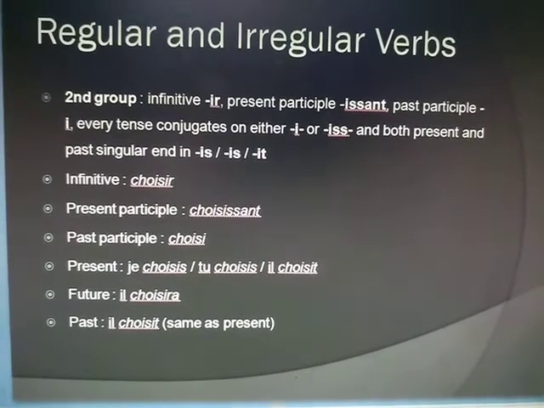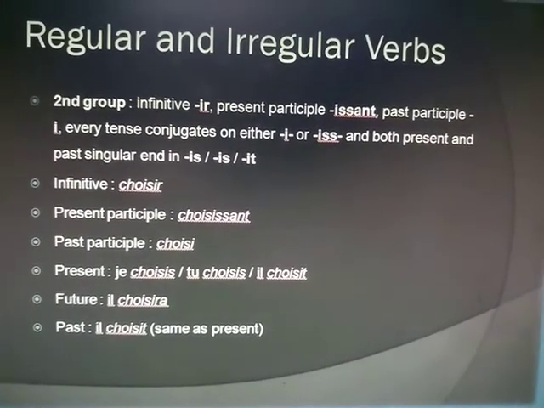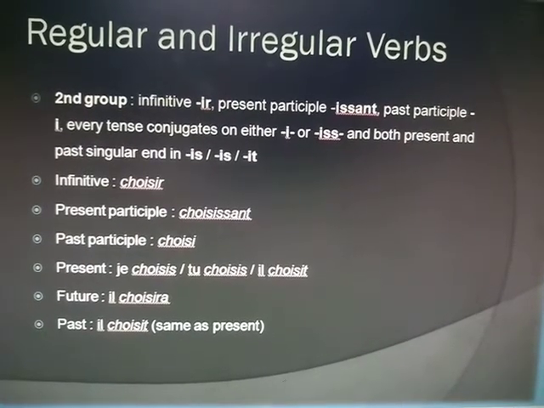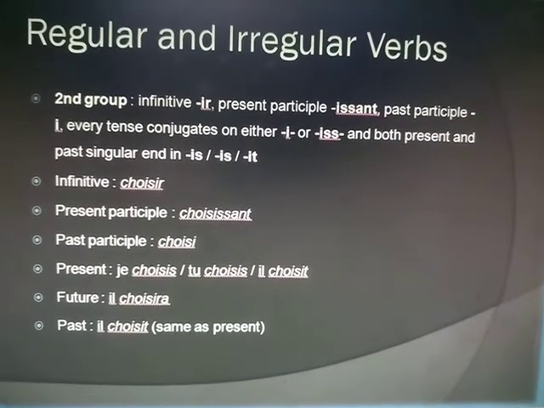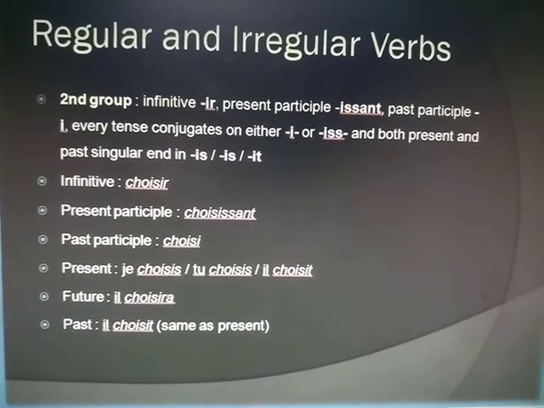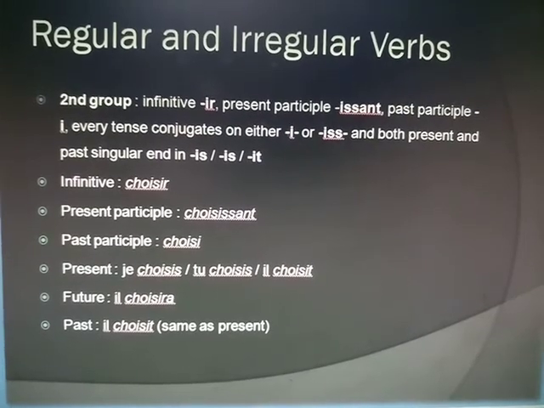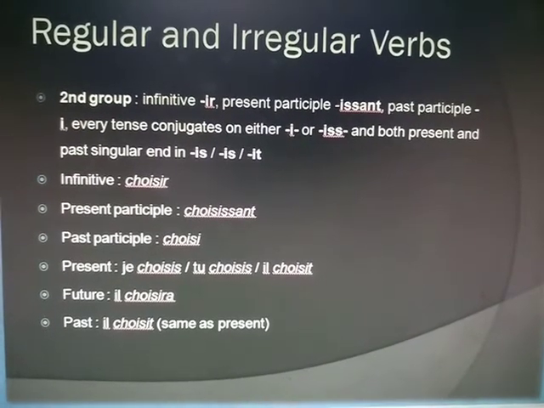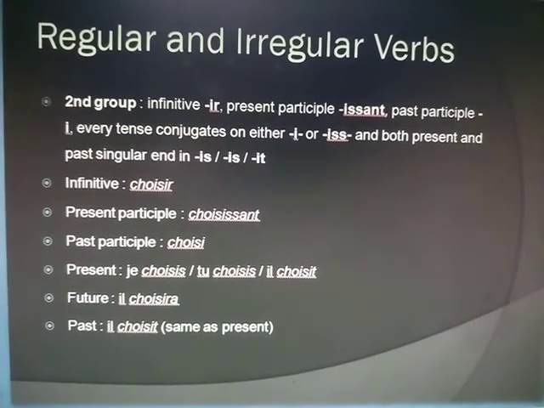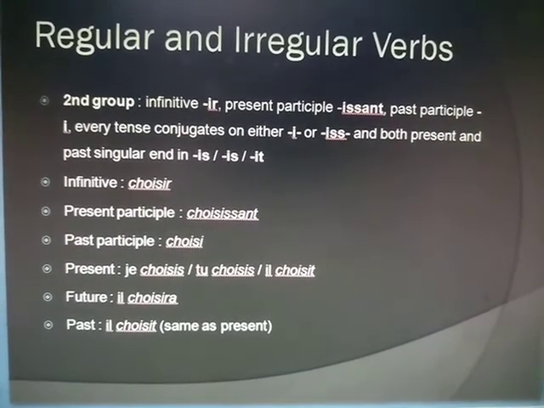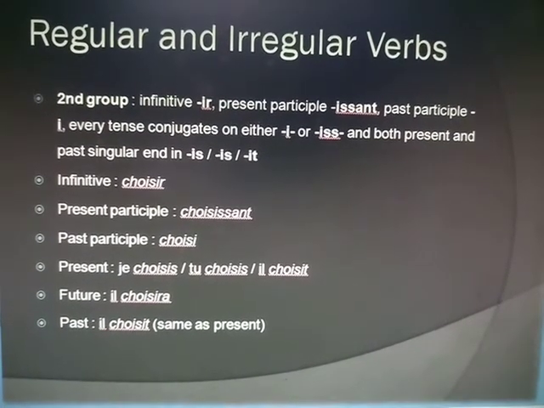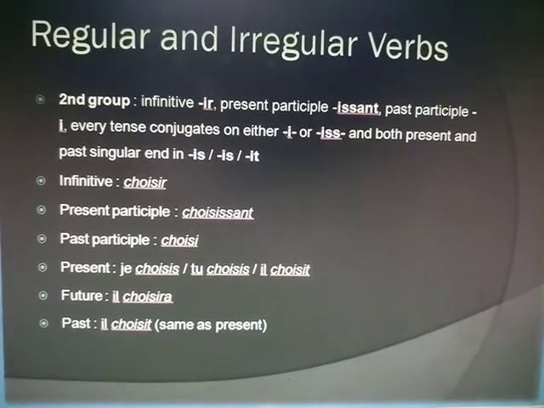An example: choisir. Choisir is the infinitive. It means to choose. Present participle: choisissant. Past participle: choisi. The present tense conjugation: je choisis, tu choisis, il choisit. Future: il choisira. Past: il choisit.